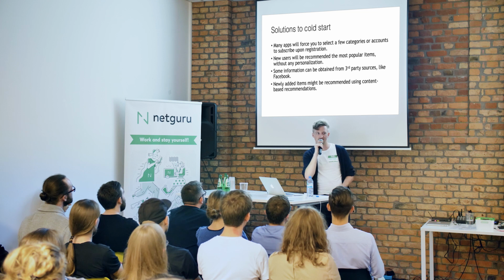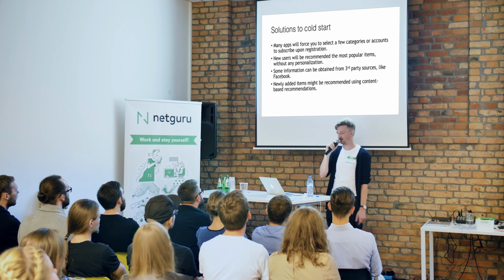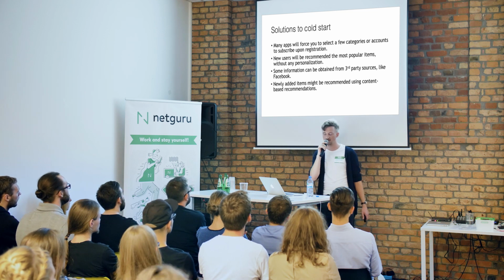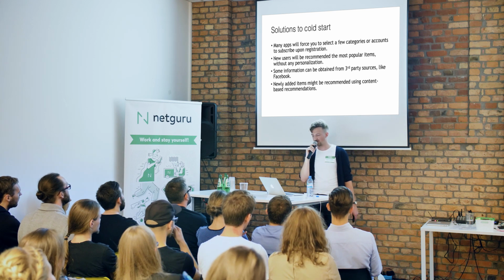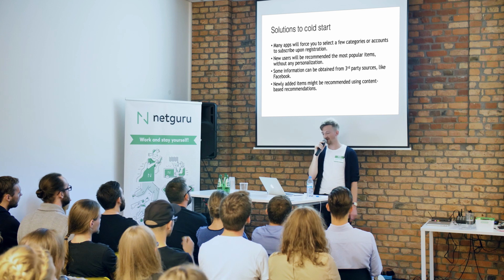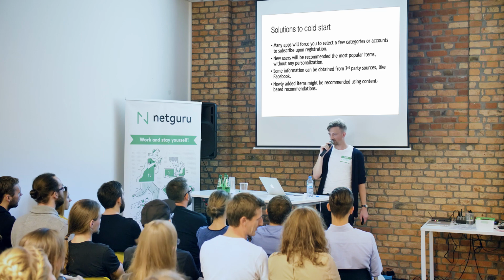Okay, so what are the possible solutions to this problem? Many applications will tell you that you have to select a few categories or subscriptions in the beginning before you can do anything in the app. I've only seen it on Twitch, but I've heard that now Netflix, Twitter, and Pinterest do the same thing as well. Yeah, new users can be recommended just the most popular items, and there will be no personalization in place. Or we can get the data from some other sources, like we can get it from Facebook.